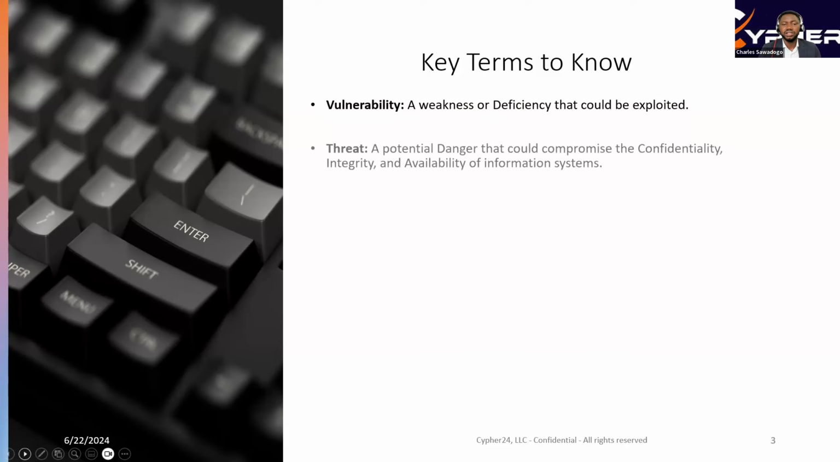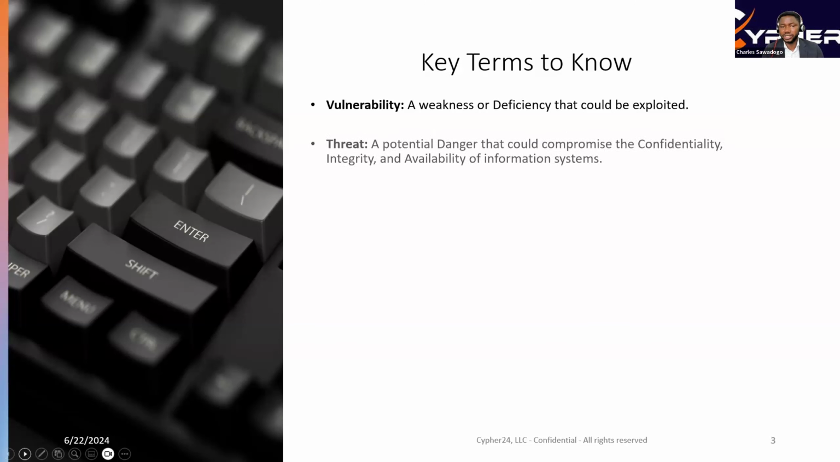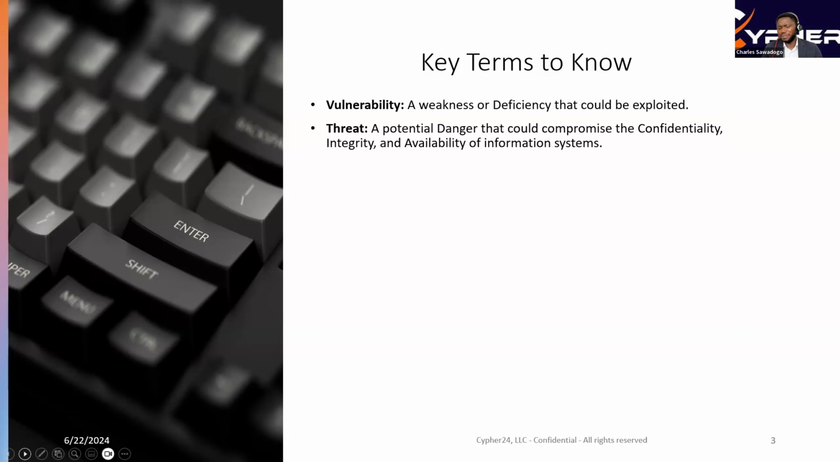So understand that. What is a threat? A threat is a potential danger that could cause damage to a computer. Yes, that is correct. A threat is a potential danger that could cause damage to an information system or a computer or a server, regardless of whatever. It's a potential danger. Remember that a threat is a potential danger. We saw that in the beginning of the class.